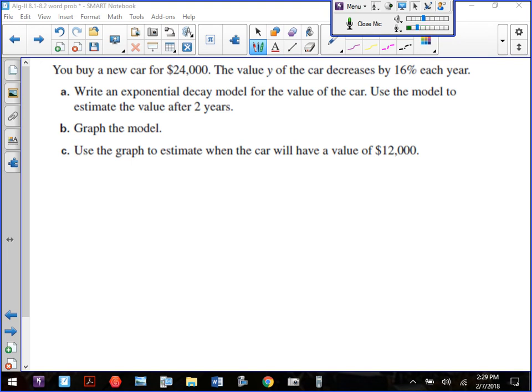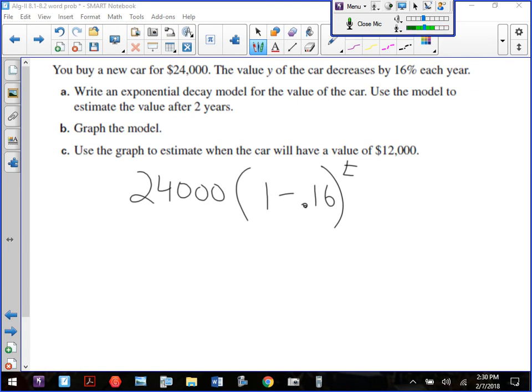So if I have an initial amount of 24 grand, my rate is 16%, so I put that as a decimal, it would be 0.16, so it would be 1 minus 0.16, and then my model would be T for years. That's all I have to do. I don't have to take 1 minus 0.16 and write it down. I just leave it like that because my calculator has buttons, and I like buttons. They're fun.